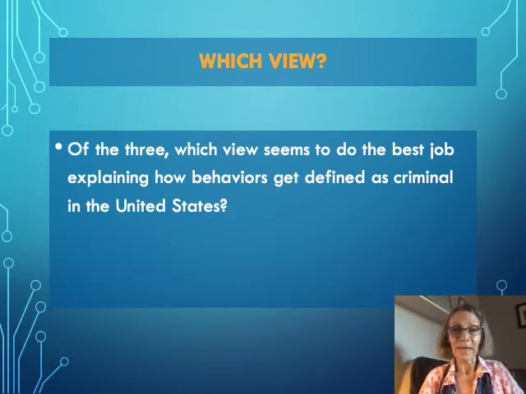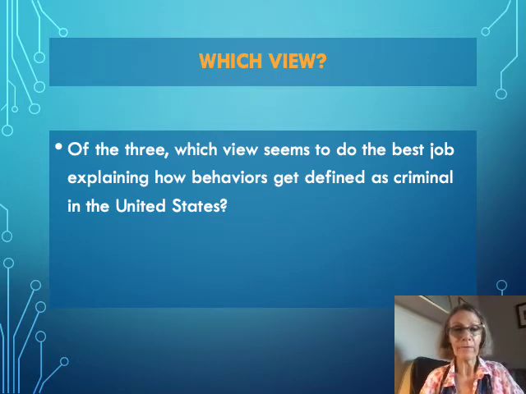Okay, so to get you thinking critically about these three views, just ask yourself, and a question like this might come up on the midterm exam, of the three different views that we just learned about, which view do you think seems to do the best job of explaining how behaviors get defined as criminal in the United States? And just as we did with the justice perspectives we just learned about, crime control, rehabilitationist, etc., probably no one of these views is a perfect answer to how behaviors are defined as crime.